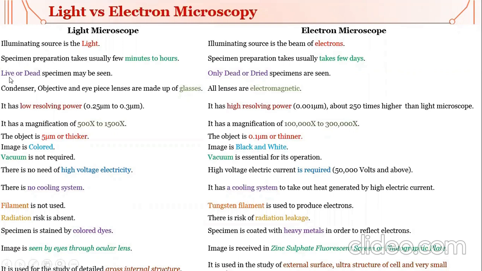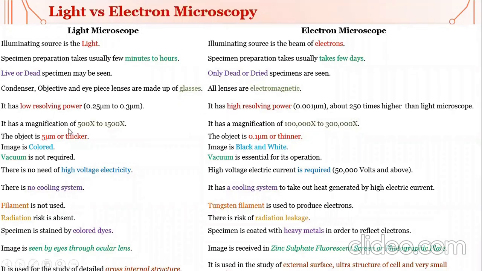And the third thing is we can use live or dead specimens. That's a positive thing, we can use a live specimen as well. But in the electron microscope, we can only use dead and dried specimens. We cannot use live specimens. Here the condenser, objective, and eyepiece lenses are made of glass. Here they are electromagnetic. And it has low resolving power, but here it has high resolving power, 250 times higher than the light microscope.